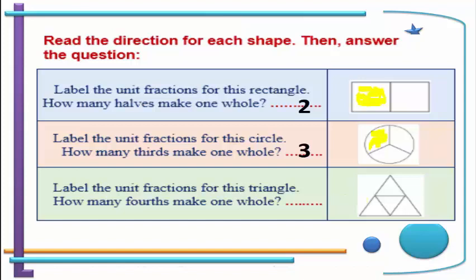Number 3, label the unit fractions for this triangle. How many fourths make one whole? The triangle is divided into 4 equal parts. 1, 2, 3, 4. So, the unit fraction represents one of them, 1 part of the 4 parts. So, we have 4 fourths in the whole. 1, 2, 3, 4 fourths. We can say 4 quarters.